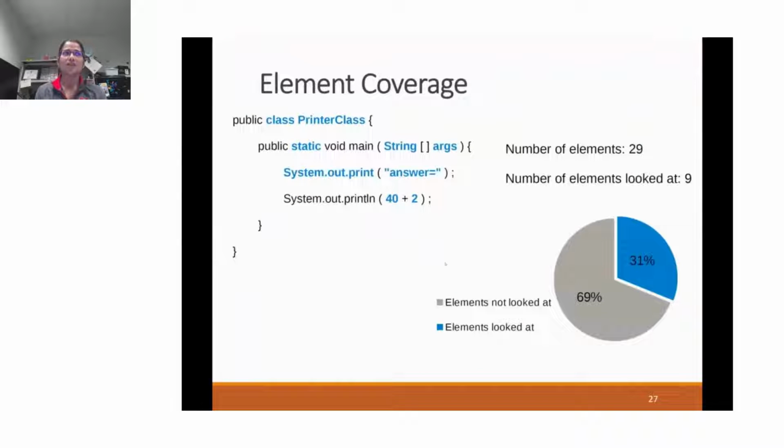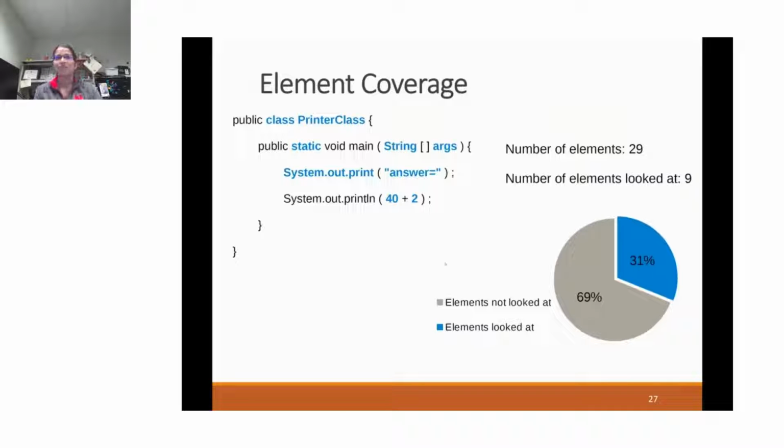With respect to element coverage, we found not everything is looked at. In fact, only 31% of tokens were looked at. In this case, you notice that people generally don't tend to look at the brackets and the public and basic boilerplate code. This also relates to one of the drawbacks of an eye tracker. An eye tracker tells you what you're looking at, but it does not necessarily tell you that you looked at something in your periphery, right?